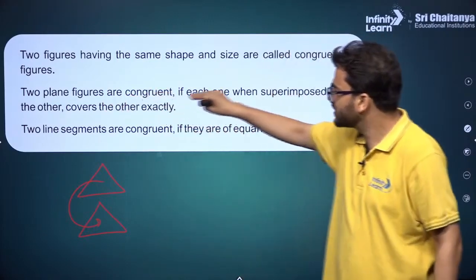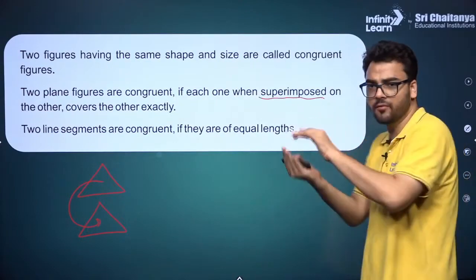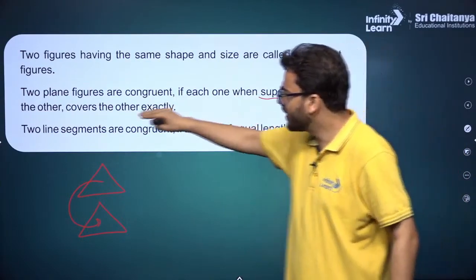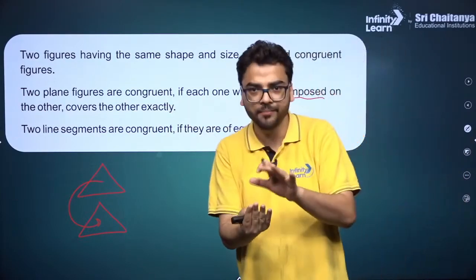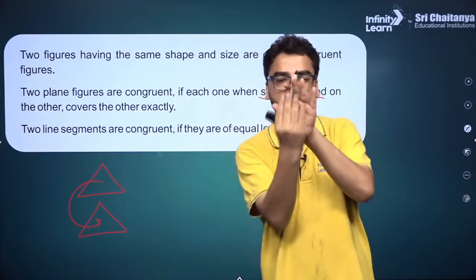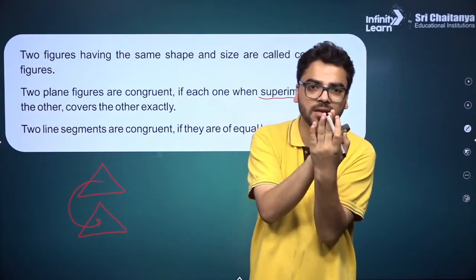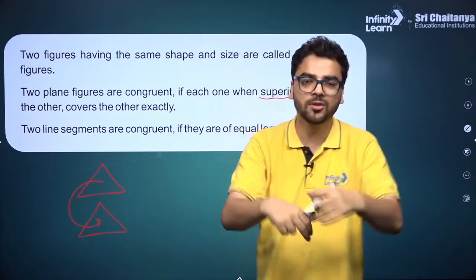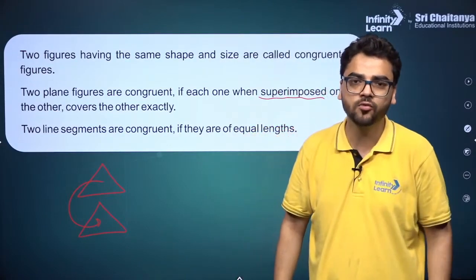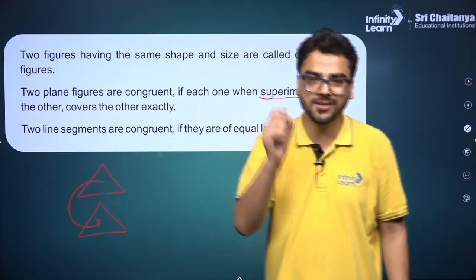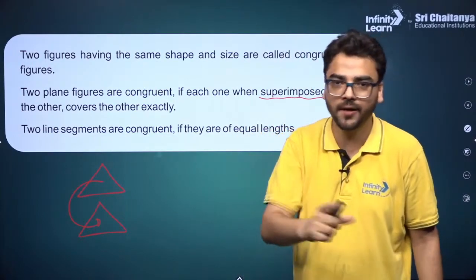So two plane figures are congruent if each one, when superimposed, covers the other exactly. Superimposed means when put on one another. It's not just one way. In both ways, they must cover each other, like this as well as like this. Got it? So they must cover each other when you put one on the other. Then you will say that the two figures are congruent to each other. I hope it is clear to every student over here. So two figures of the same shape as well as the same size are known as congruent figures.